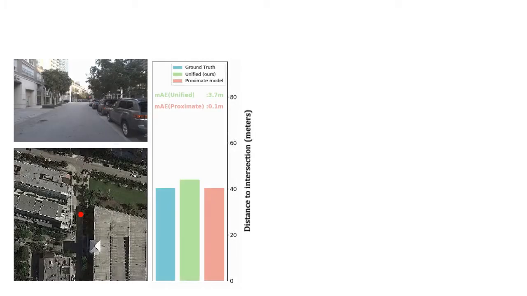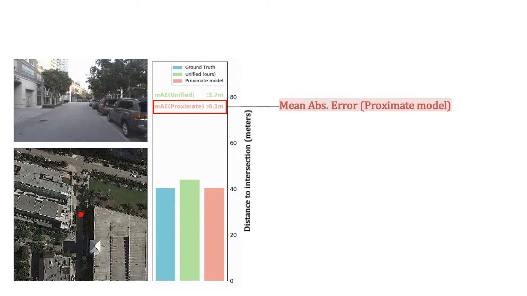The bar graph compares the performance of our proposed unified model, which uses both ground and aerial modalities, against the proximate model, which uses only ground imagery on distance to intersection. The ground truth values are shown here for reference. At the top of the bar graph, the mean absolute error for the unified and proximate model is shown.